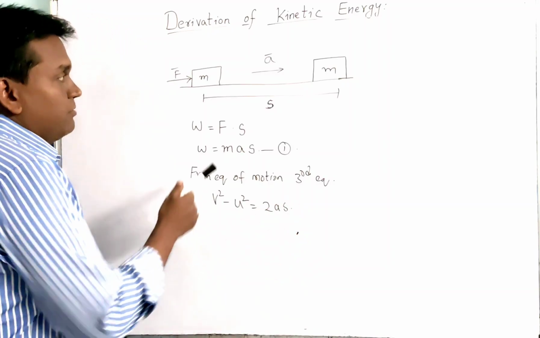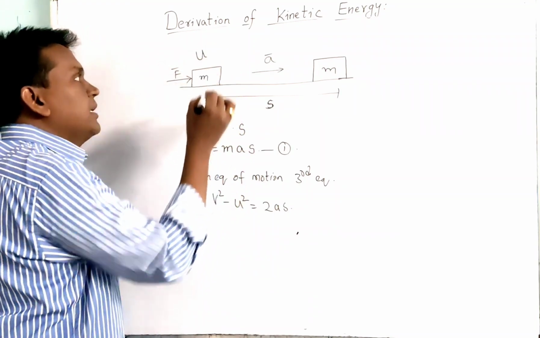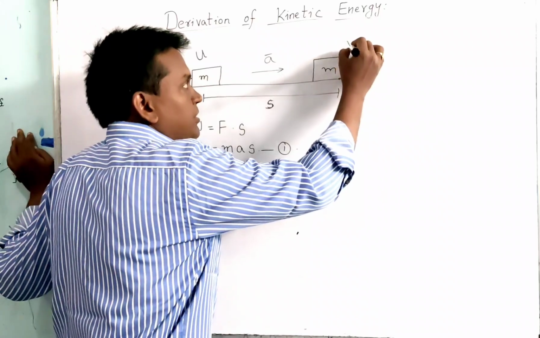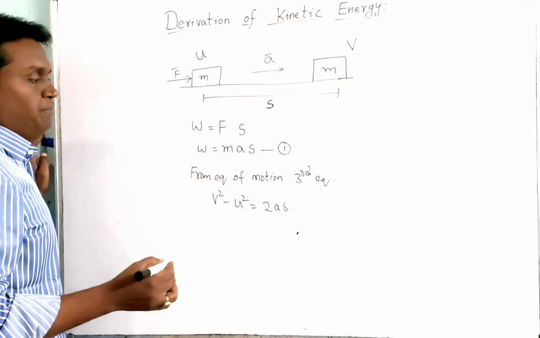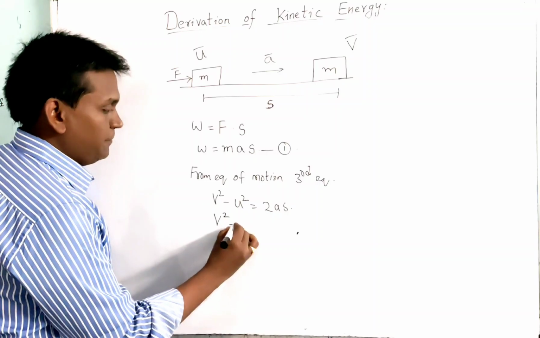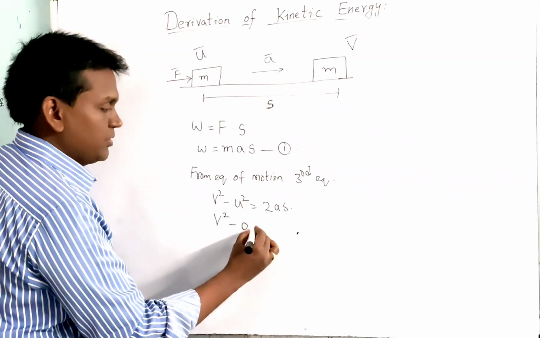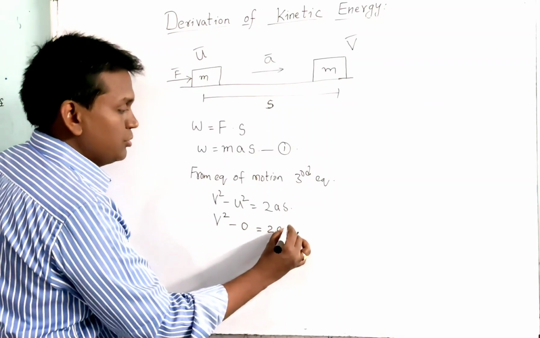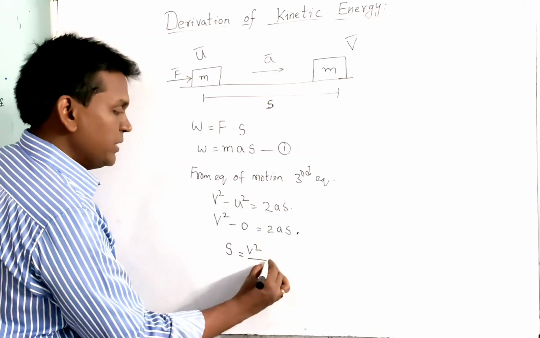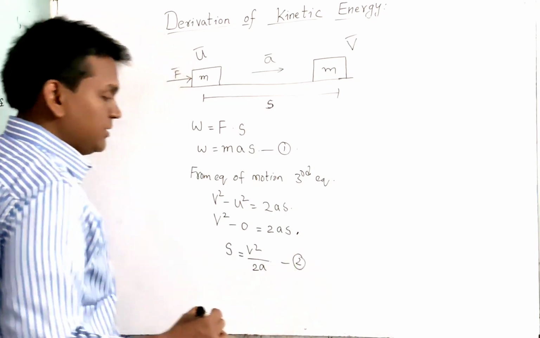If you consider the equation for this situation here, initially the body is at rest, so the initial velocity u is 0, and by the application of force the body acquires some velocity, that velocity is v. So there is a change in velocity, the final velocity squared is v square, and the initial velocity is 0. So v square minus 0 equal to 2as, and from this the displacement is s equal to v square upon 2a. Let us consider this as equation 2.